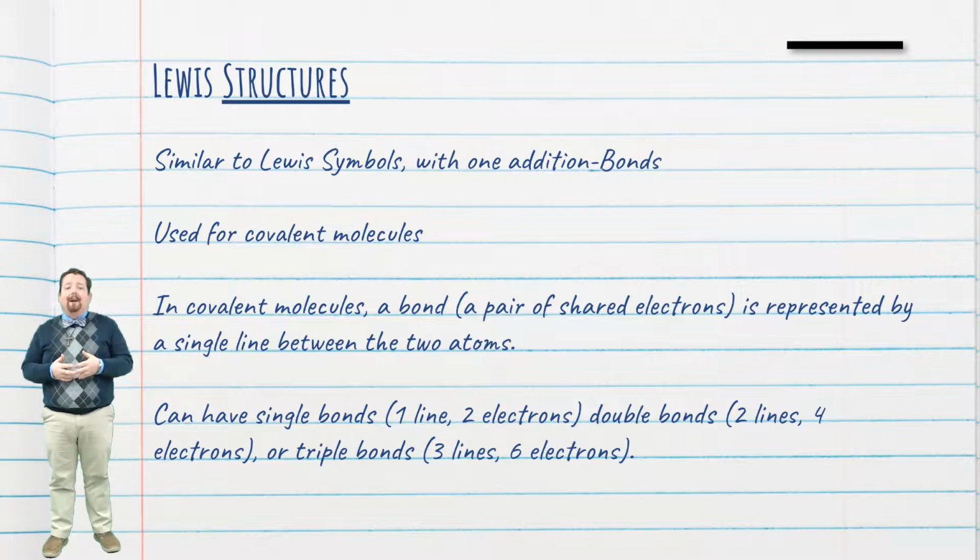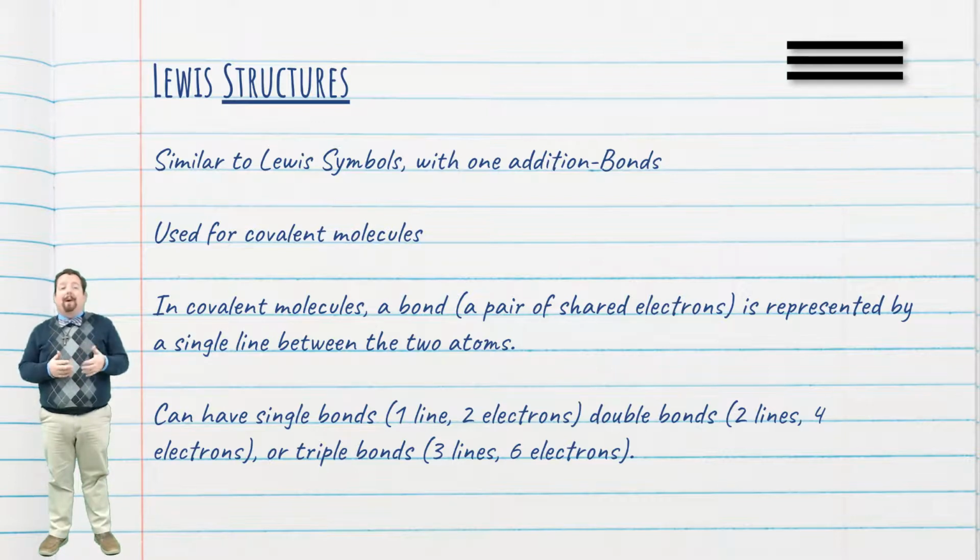Single bonds are shown as a single line, and they represent 2, or a pair, of electrons being shared. Double bonds are shown by drawing two parallel lines, and they represent four or two pairs of electrons being shared. I'll bet you can guess this next one, but I'll go ahead and say it. Triple bonds are three parallel lines, and they represent six or three pairs of electrons being shared.